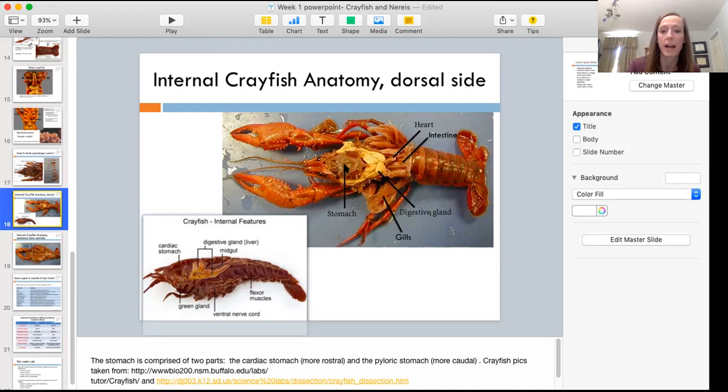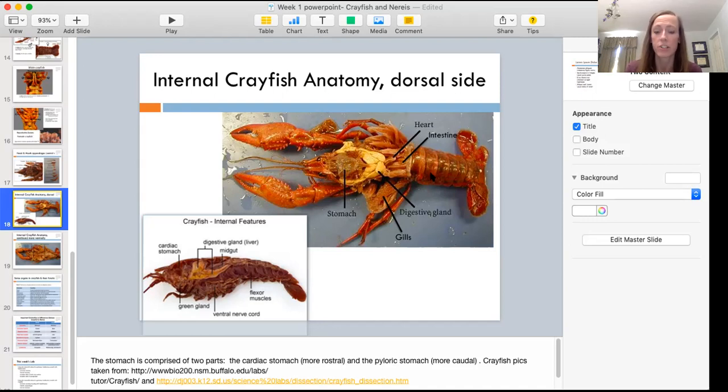And then as food passes from the cardiac to the pyloric stomach, this is where we start to see some chemical digestion of the food taking place. All right, and then you would be able to follow that stomach down and see the intestine, which would then run the length of the body. It sort of transfers from being on the dorsal side to the ventral side and exits through the anus in the tail. And also, if you remove the stomachs and look more towards the mouth, you can see the esophagus, which is the tube that connects the mouth to the stomach.